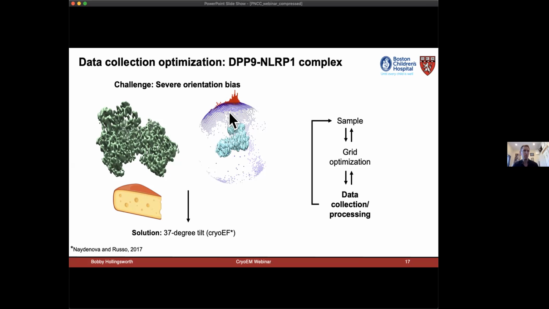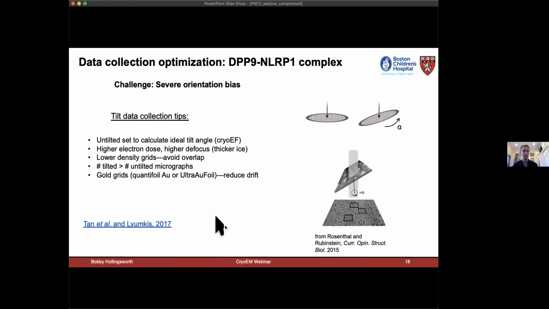And so what we did was pipe the angle distribution file generated from RELION refinement into the program called cryo-EF, and here's the citation for that. Based on this initial angle distribution and orientation bias, cryo-EF recommended that we tilt the stage at 37 degrees, and that ended up working perfectly for us. That orientation bias was reproducible across different data sets, so we didn't think it was attributable to ice thickness or anything. So for us, that particular tilt angle worked well.